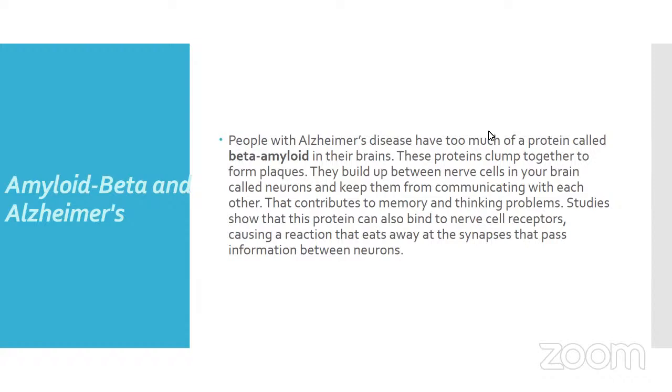So let's go back to the slide. I will just repeat myself: people with Alzheimer's disease have too much of a protein called beta amyloid in their brains. These proteins come together, as we said, to form plaques, and they build up between nerve cells in your brain. Since it builds up in one, it goes on to the next one. These are the neurons, and the plaques keep them from communicating with each other, as we are losing the synapses, and that contributes to memory and thinking problems. Studies show that this protein can also bind to nerve cell receptors, causing a reaction that affects the way the synapses pass information between the neurons.